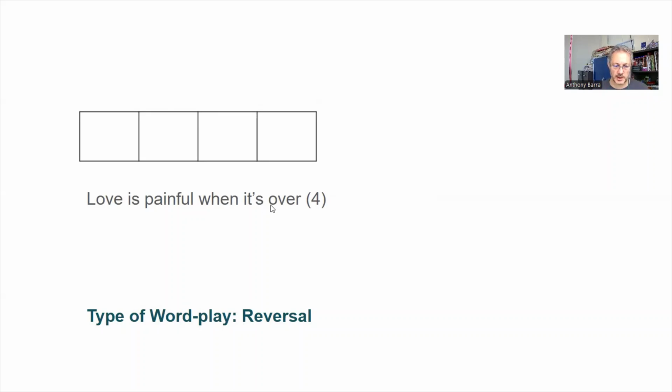Love is painful when it's over. So the definition is going to be usually, almost always, at the beginning or the end. And in this case, the definition is at the beginning. It's love. So we're looking for 4 letters that means the same. And this one's a little bit tricky because the wordplay is happening with a synonym for painful flipped upside down, or when it's over. So if you take the word sore and you turn it over, you get eros, which is the mythological equivalent to love.